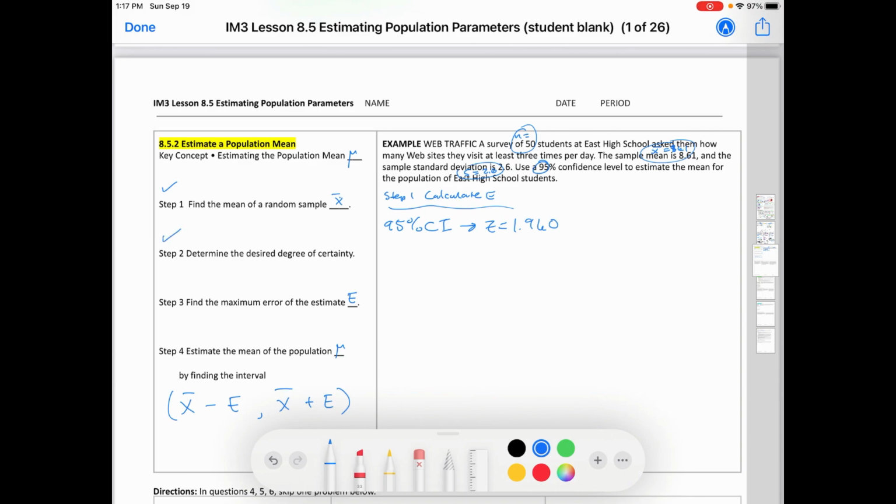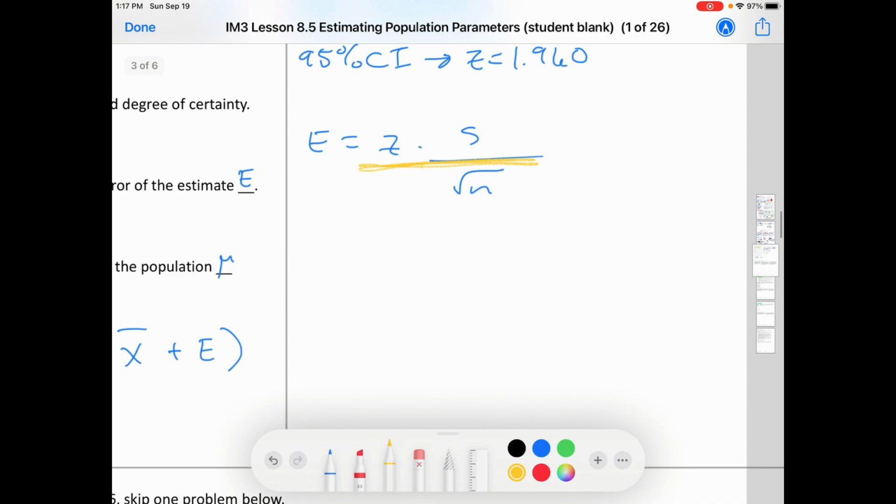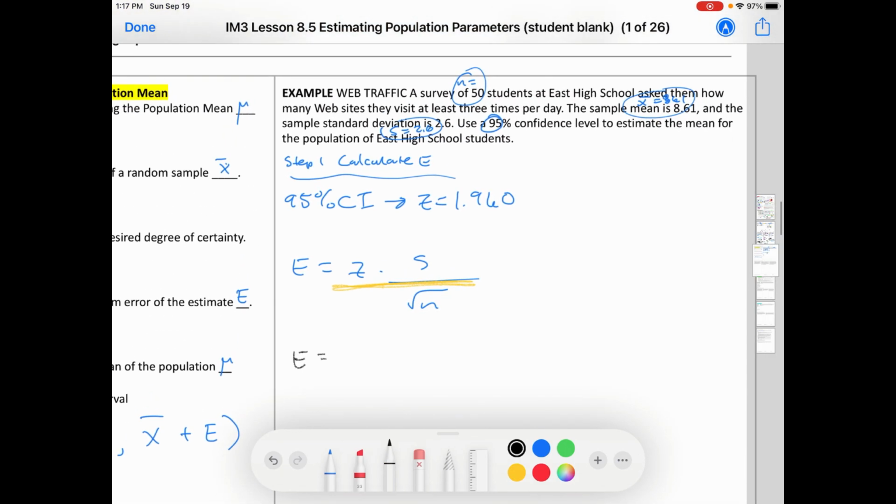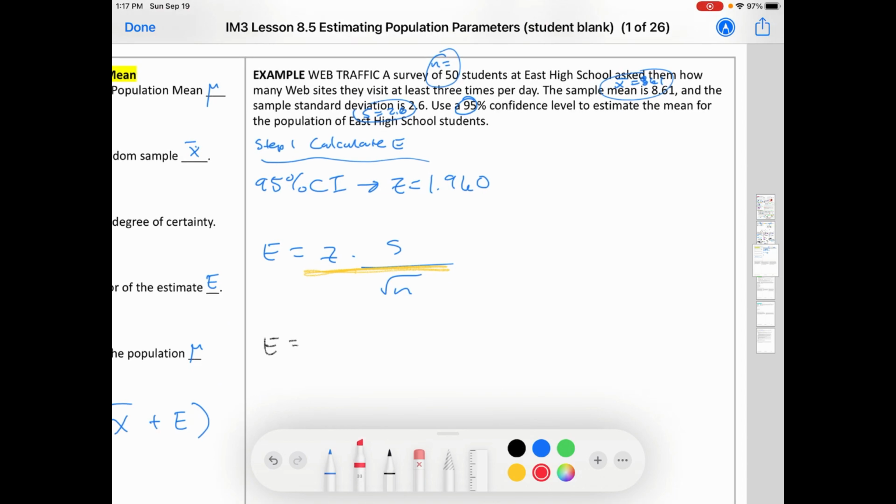Now I need to determine E. So E equals z times s over the square root of n. And remember we talked about just make that fraction bar really long. Okay, so let's just calculate E here. E equals our z-score goes right there, which was 1.960. And then our standard deviation, which was 2.6.